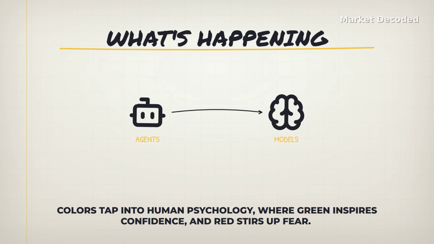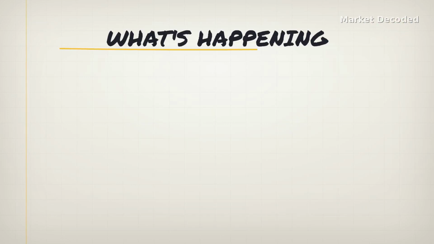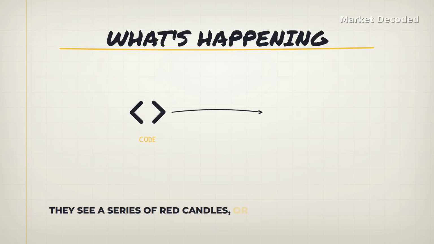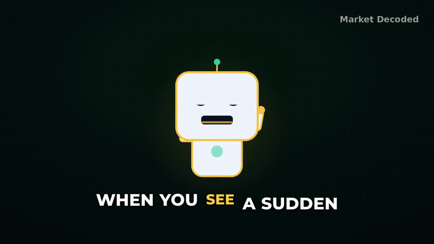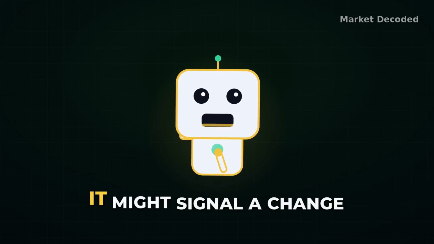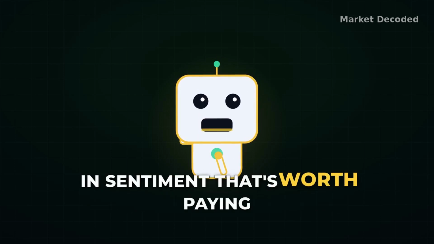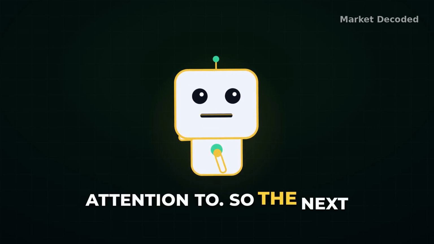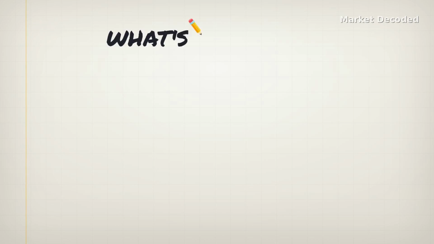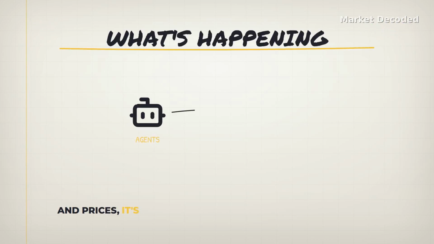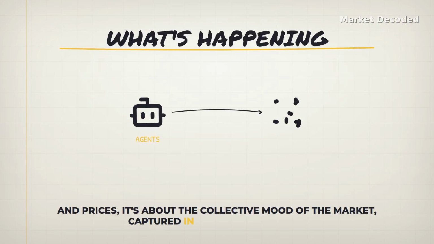Traders often react to these colors instinctively, perhaps selling out of fear when they see a series of red candles, or buying eagerly during a string of greens. Understanding this emotional layer can give you insights into market behavior. When you see a sudden shift from green to red, it might signal a change in sentiment that's worth paying attention to. So the next time you look at a candlestick chart, remember, it's not just about numbers and prices. It's about the collective mood of the market, captured in those vivid colors.